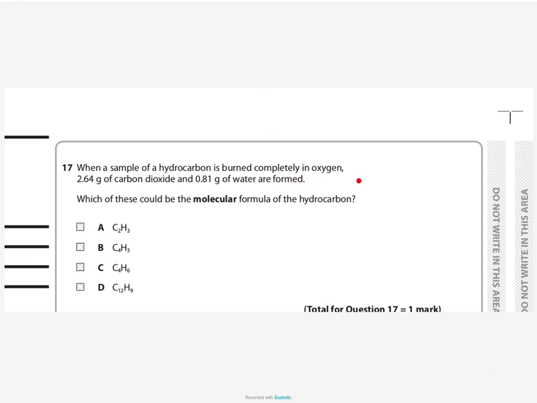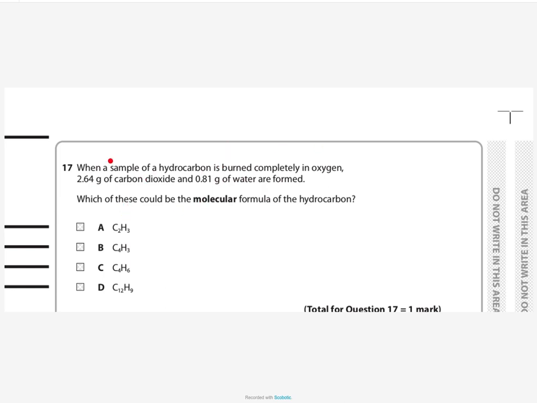When a sample of hydrocarbon is burned completely in oxygen, 2.64 grams of carbon dioxide and 0.81 grams of water are formed. Which of these could be the molecular formula of the hydrocarbon? There are many ways to do this calculation, but whichever convenient, shorter method can be used. So we can find the percentage of carbon. Or you can write the combustion equation for each and see which one matches the correct masses. Or else you can find the percentages.